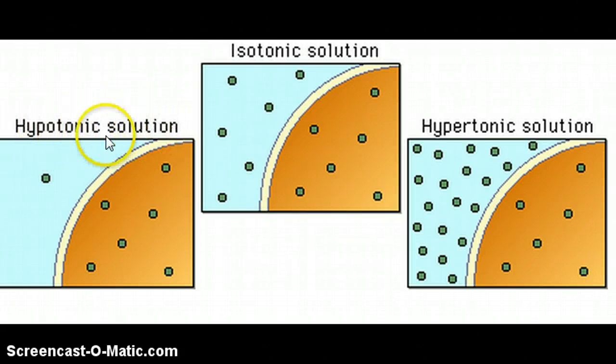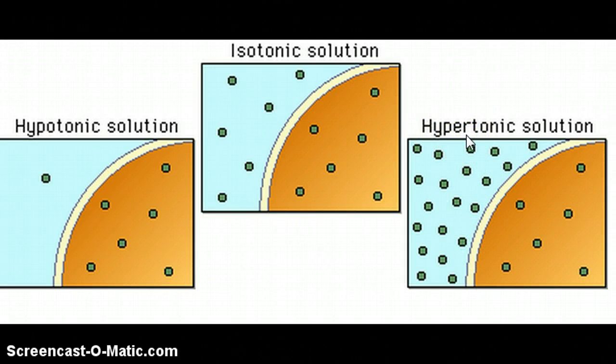So if you're saying your solution is hypotonic, the solution is this area outside of the cell. So we'll say this is the cell, and here's the outside of the cell, it's the solution. The solution in this scenario is hypotonic because it has a lower concentration of substances than inside the cell. And you can plainly see that inside the cell there's more of this green dot material.